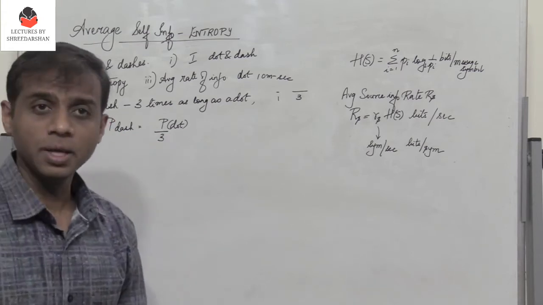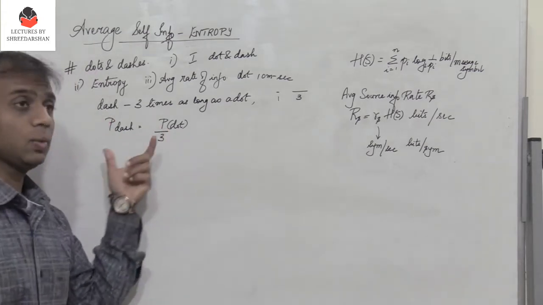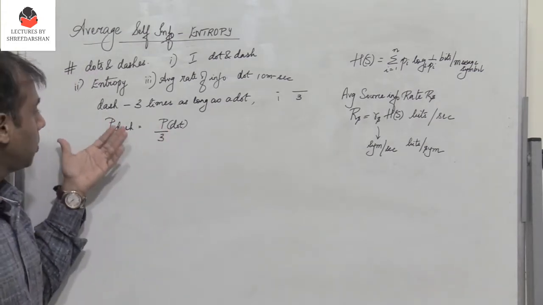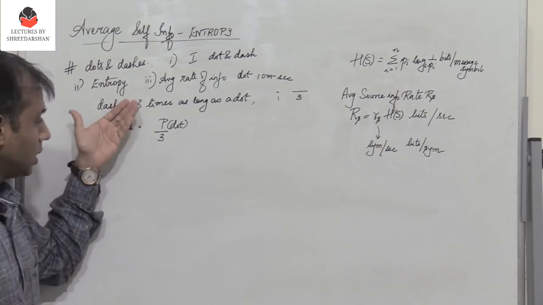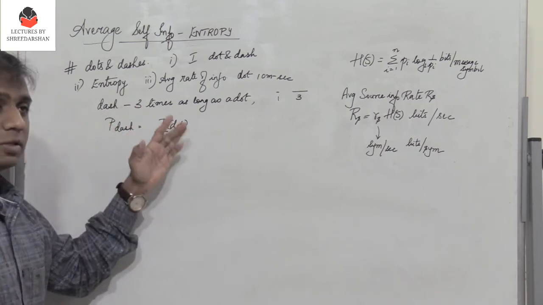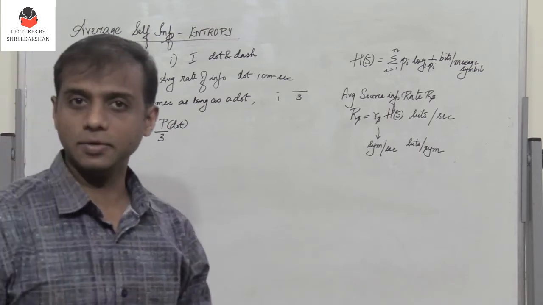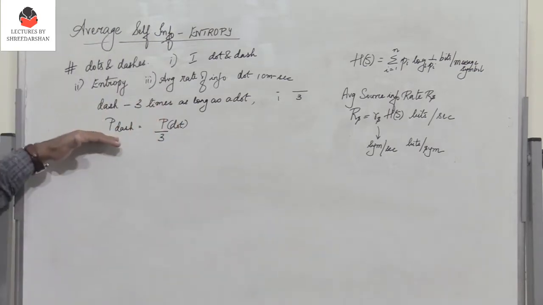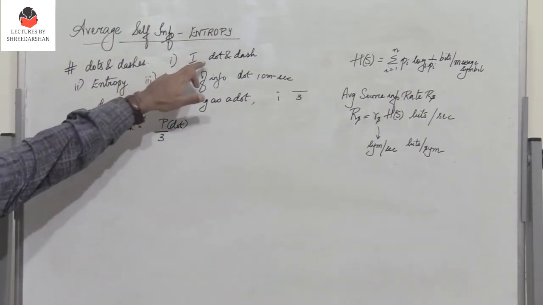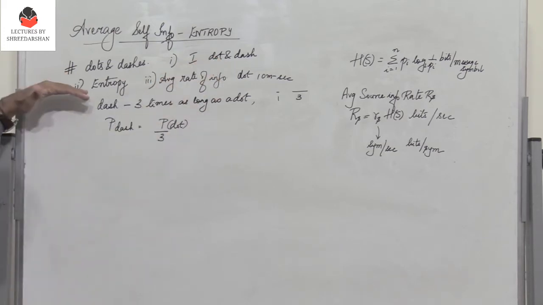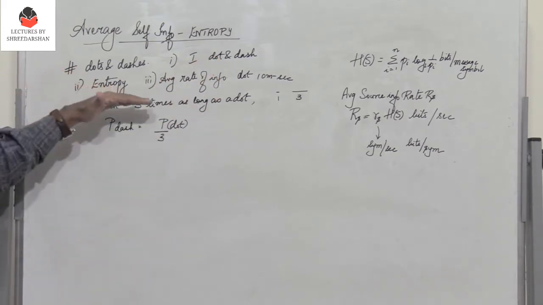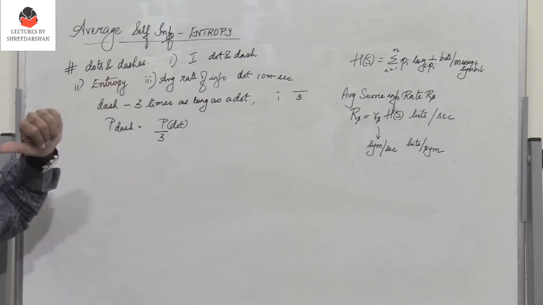So what does this mean? If I have 3 dots occurring, I would have 1 dash. So the probability of occurrence of a dash is 1/3 the probability of occurrence of a dot. This is what has been given. With this information, I need to find the self-information of a dot and a dash, the entropy, and also the average rate of information.